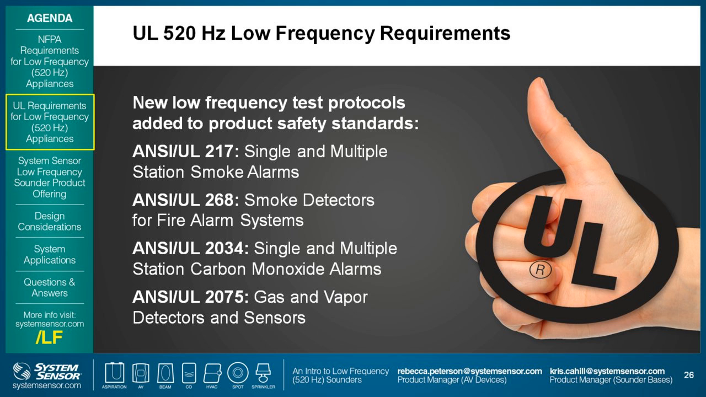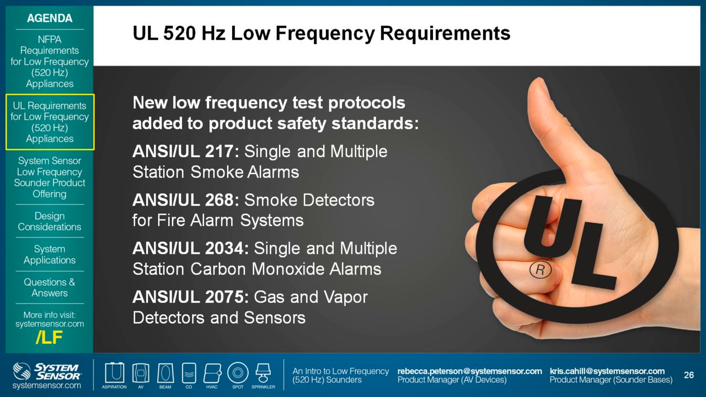Now, I do want to make you aware that there are also performance requirements in a number of other standards. ANSI UL 217 is the standard for smoke alarms. ANSI 268 is a standard for smoke detectors. ANSI UL 2034 is a standard for carbon monoxide alarms. And lastly, ANSI 2075 is the standard for carbon monoxide detectors.